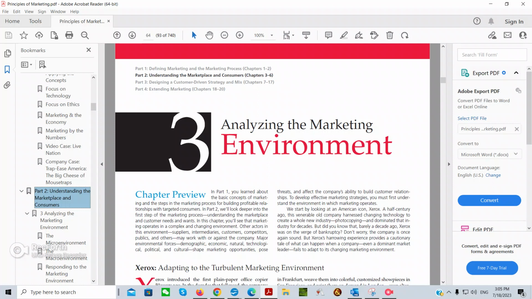Now, just as a preview, in part one, you learned about the basic concept of marketing and the steps in the marketing process for building profitable relationships with targeted consumers. That's what we learned before. Now, remember something: each part is building one on top of the other. It's cumulative, meaning it's adding from the previous one. Now, in part two, we will look deeper into the first step of the marketing process, which is understanding the marketplace and customer needs and wants in the chapter.